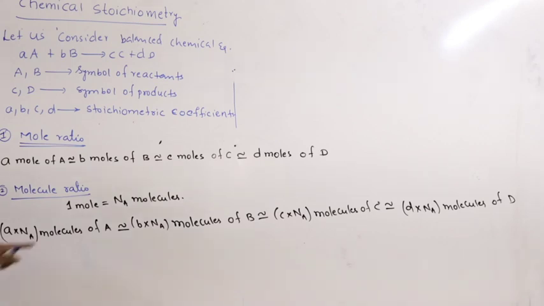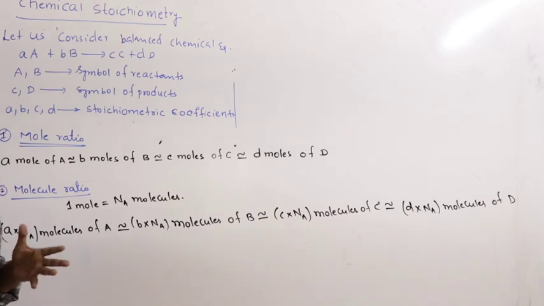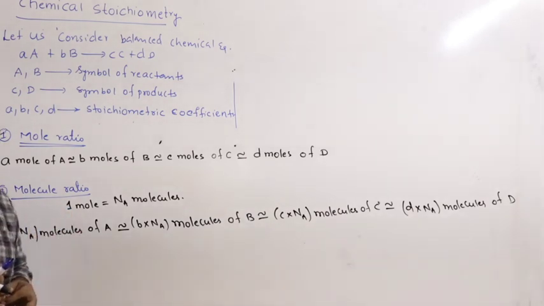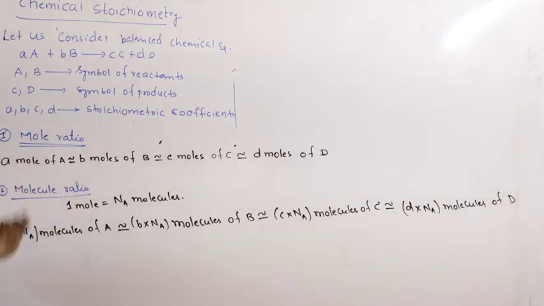So since one mole of a substance contains Avogadro number of molecules, I have converted the moles into molecules. From where we got moles? The stoichiometric coefficients. What are stoichiometric coefficients? Numbers present before the reactants and products in the balanced chemical equation represent the moles. Converting the moles into molecules, right.